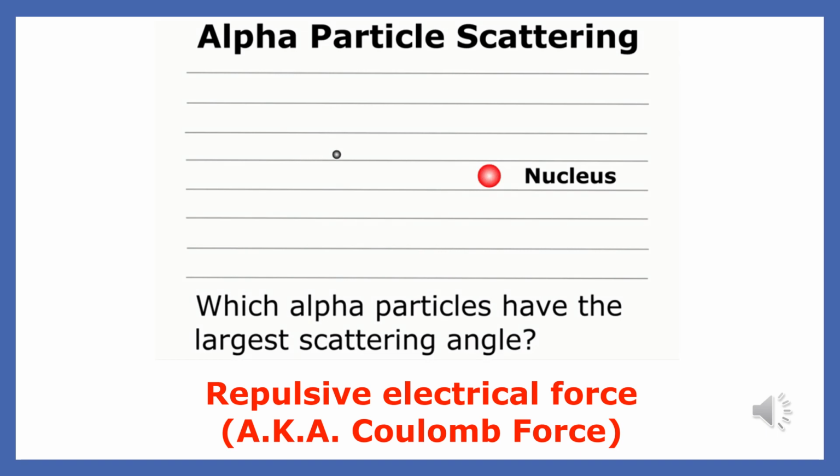He explained that the size of the scattering angle was related to how close the alpha particle was to the nucleus. If the alpha particle was deflected at 180 degrees, it was because it had a very rare head-on collision with the positively charged nucleus. The scattering of the alpha particle was due to a repulsive electrical force between the positively charged alpha particle and the positively charged nucleus. This force is also called the Coulomb force.